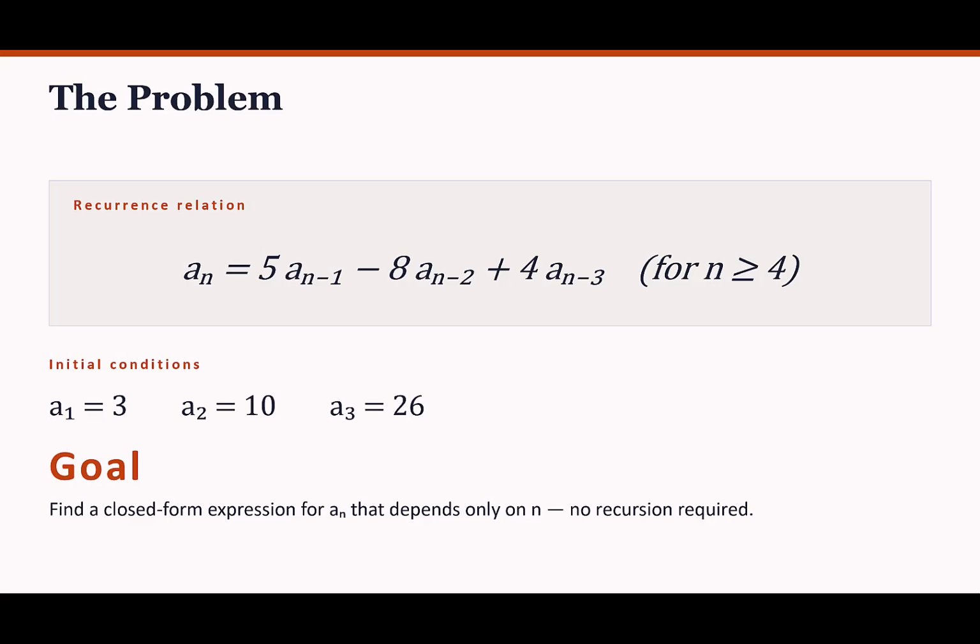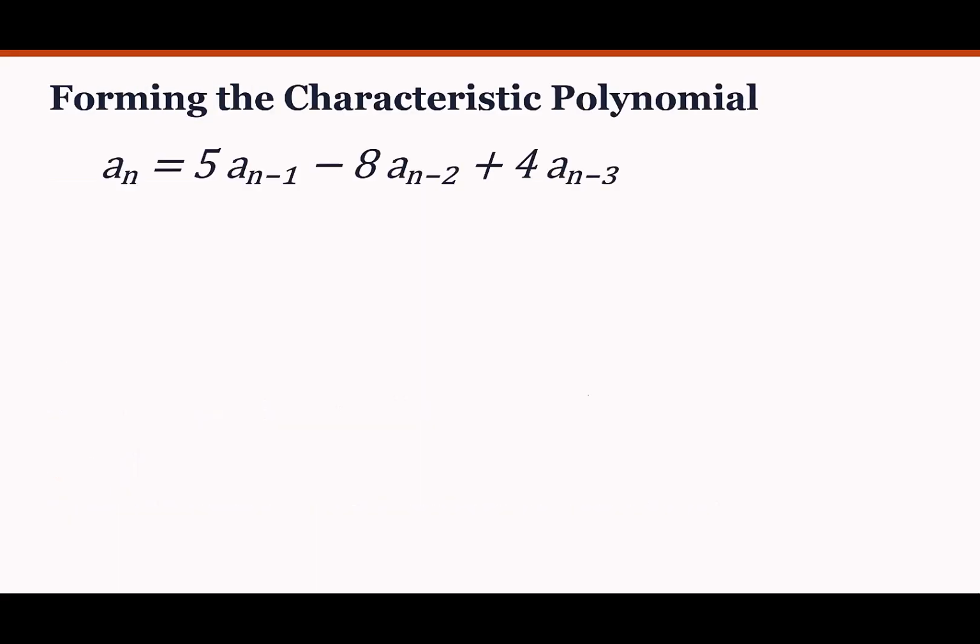Our goal is to find a closed form expression for a sub n that depends only on n, no recursion required. To get started, we're going to form a characteristic polynomial. Instead of a sub n, we're going to write r to the n. Then 5a sub n minus 1 becomes 5r to the n minus 1. Minus 8a sub n minus 2 is minus 8r to the n minus 2, and then plus 4a sub n minus 3 is plus 4r to the n minus 3.